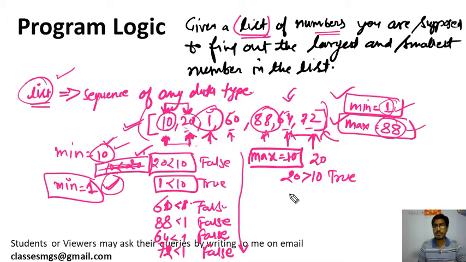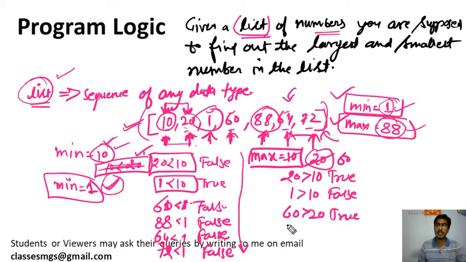Now we will compare 1. Is 1 greater than 10? No, it is false, so we will not update our maximum. Currently the maximum is 20 only. Now we compare with 60. 60 is greater than 20, it is true. In that case 20 is not the maximum. Now 60 will become the maximum.